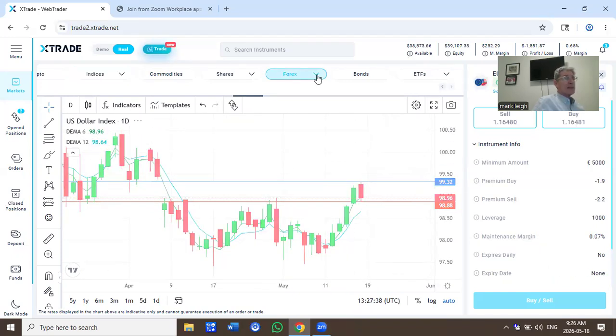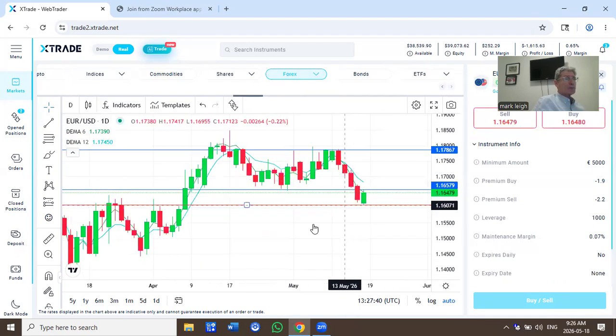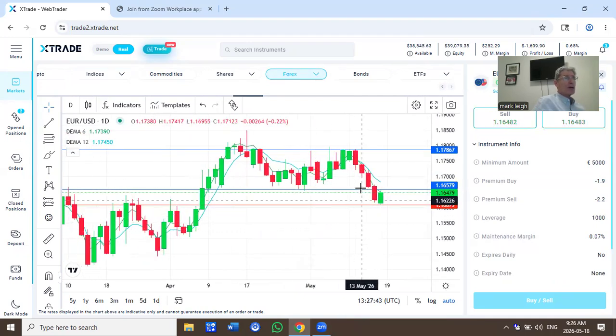Let's have a look at the majors. Euro against the US dollar. There you see the turnaround. US dollar giving up the gains from last week, certainly from Friday, buying euro, selling US dollars, what we're seeing to start today's US session.